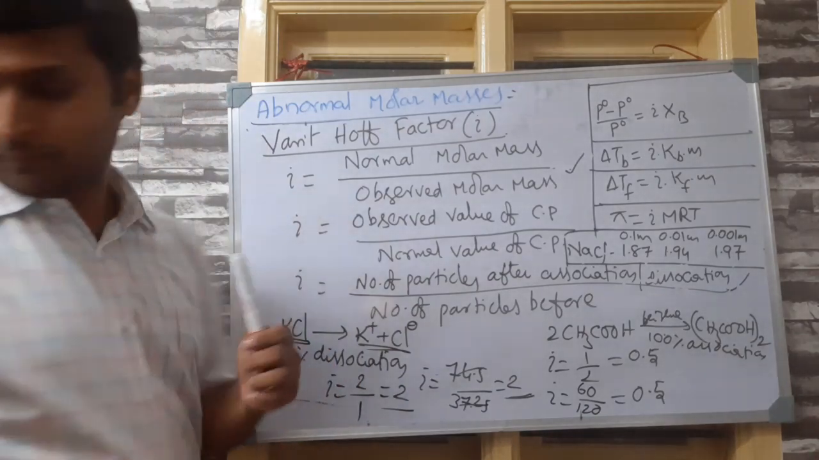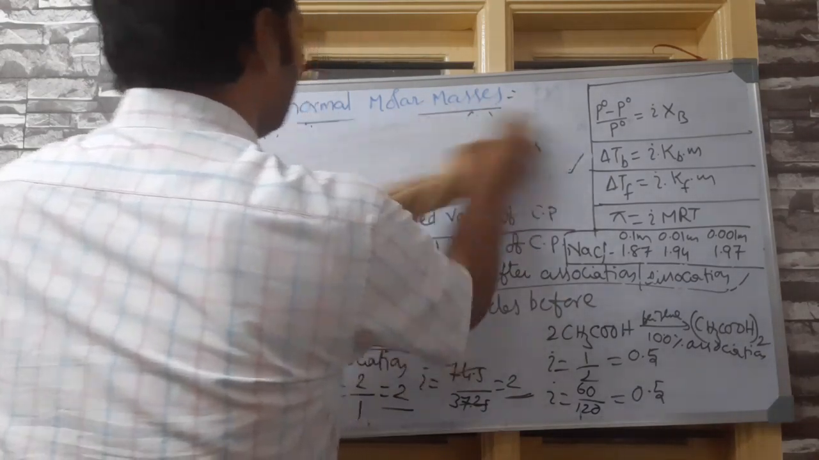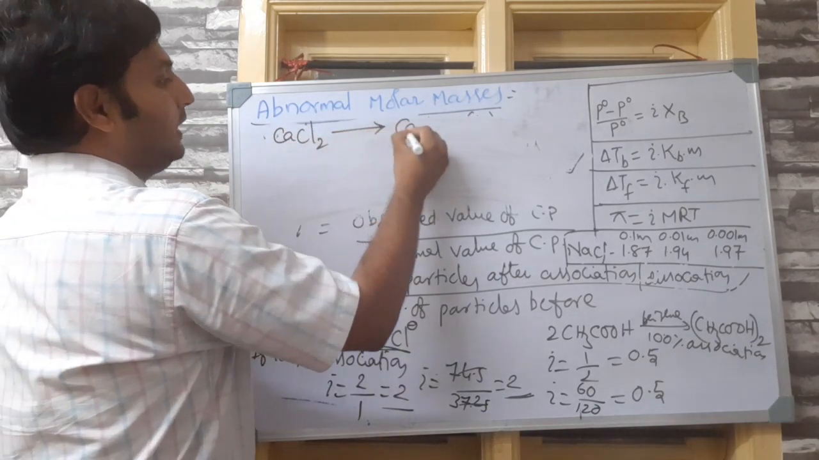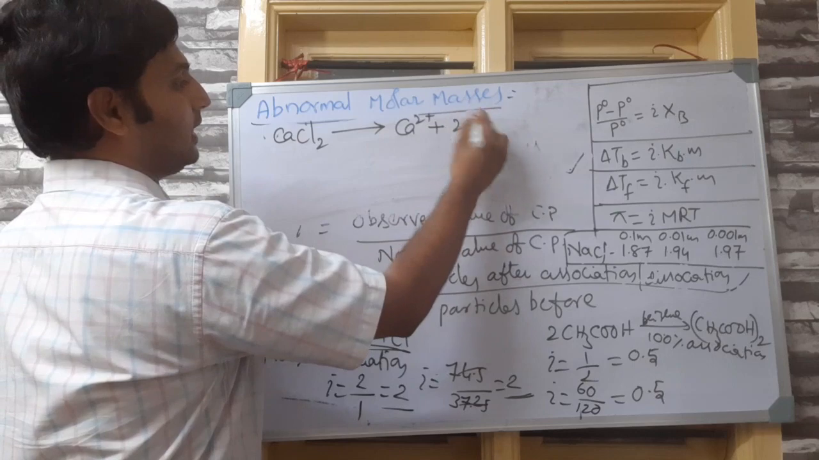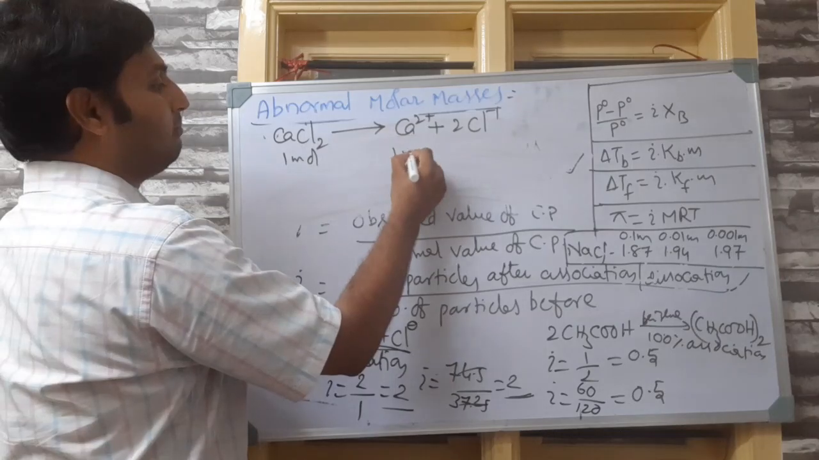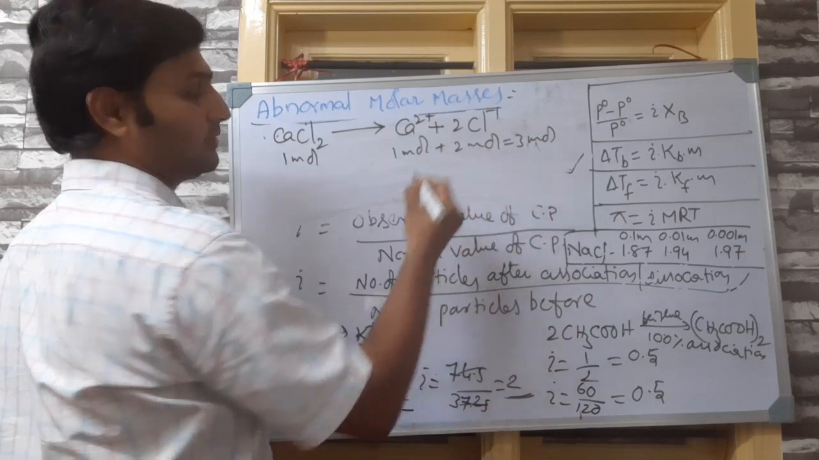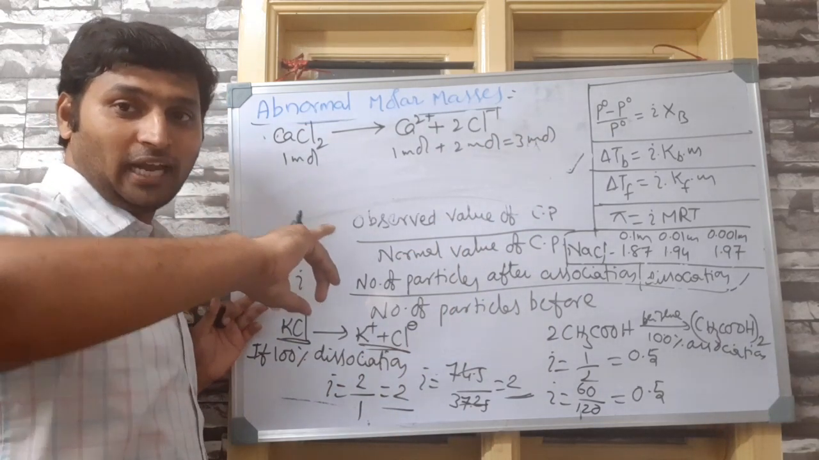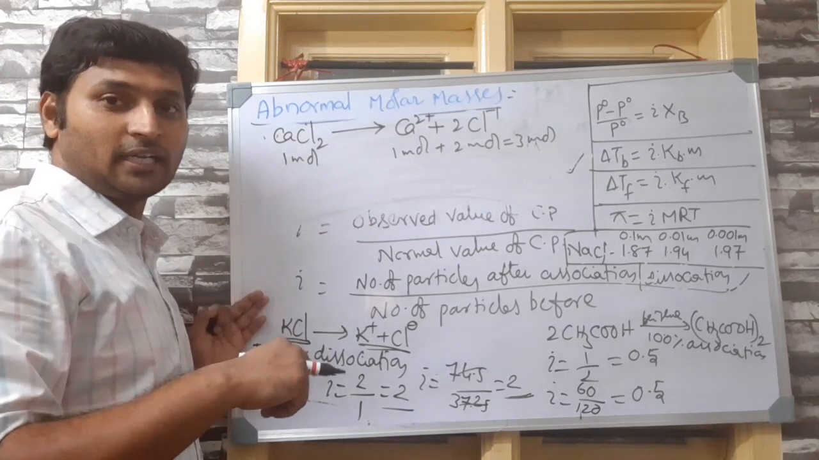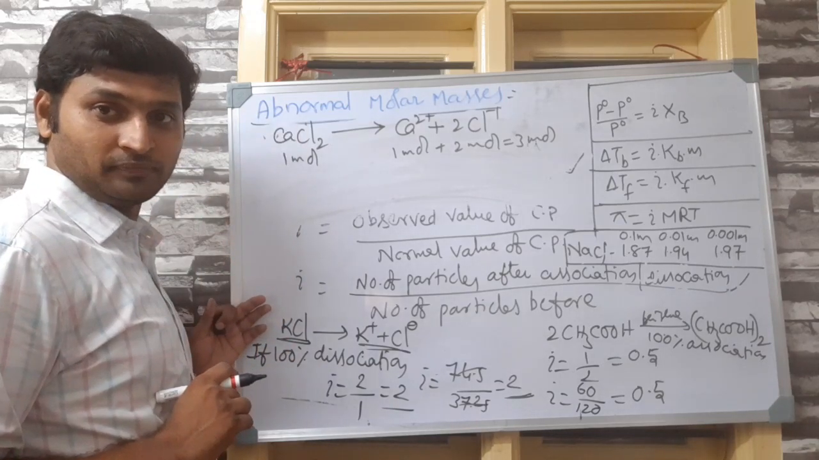Say for example, you take calcium chloride. It dissociates into 1 mole of calcium cations and 2 moles of chloride anions. That means every 1 mole of particles becomes 1 mole of cations and 2 moles of anions, so totally 3 moles of particles. That means the number of particles is supposed to be tripled. The number of particles after dissociation will be 3, before dissociation 1, so 3 by 1 must be 3 if it undergoes 100% dissociation.